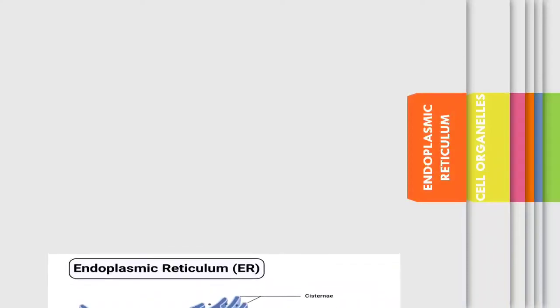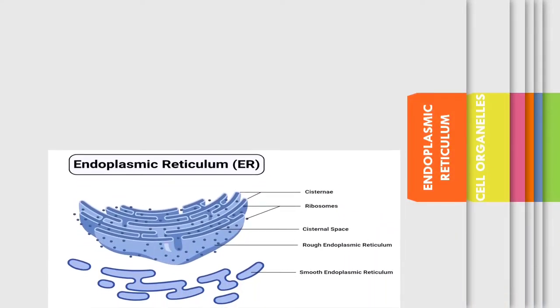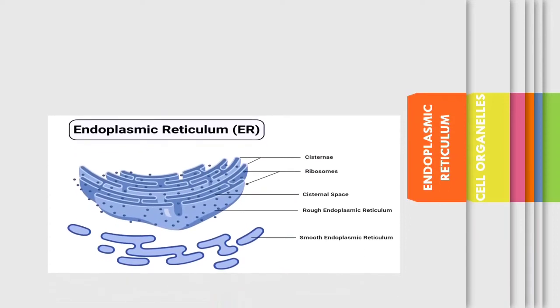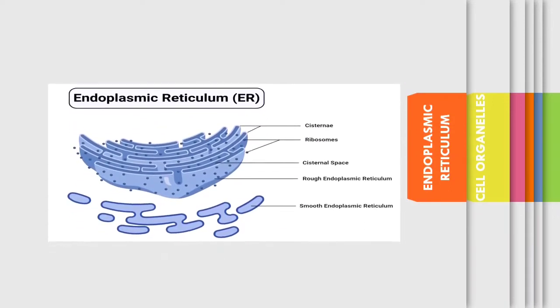Cell organelles. All organelles are organized structures of cytoplasm, capable of growth and in some cases multiplication. They do specific functions. Endoplasmic reticulum. The cytoplasm contains a network of membrane-bound tubules, vesicles, and sacs. It is called endoplasmic reticulum. It is also called the cytoskeleton. It was discovered by Porter in 1948.